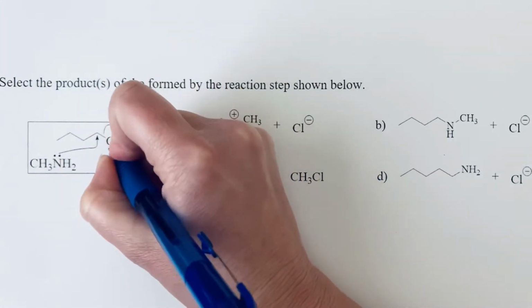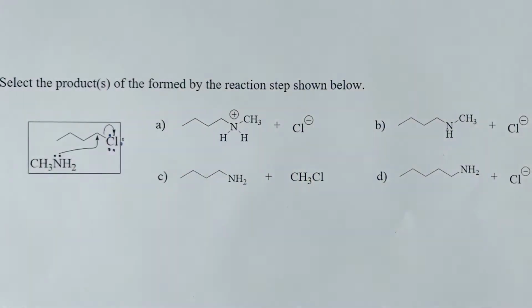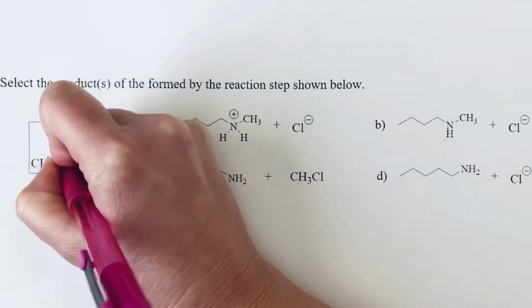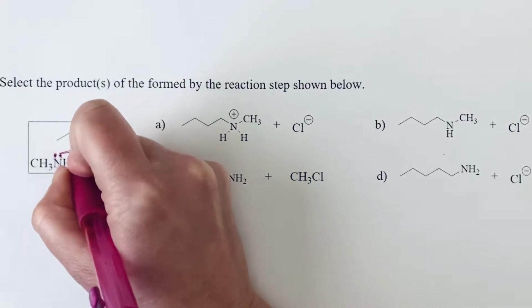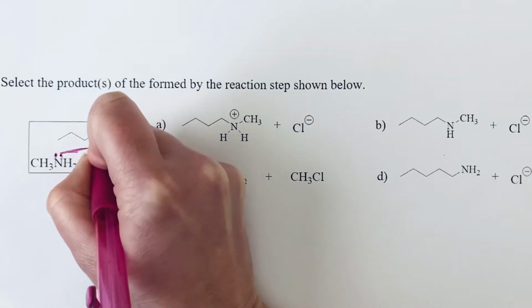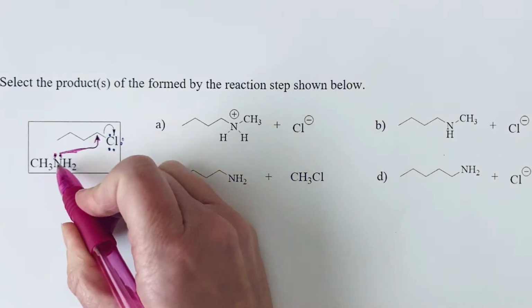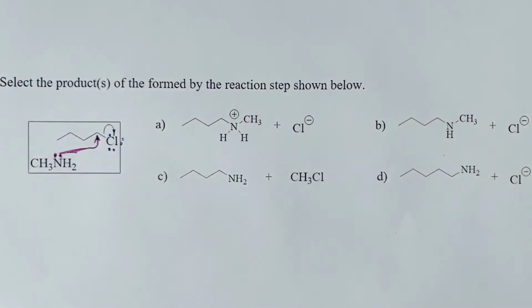So before we do this, I'm going to fill in the lone pairs of electrons on the chlorine. And then we're going to follow through these arrows. So what this first arrow tells us is that this lone pair of electrons that was on the nitrogen is moving towards this carbon atom. So this indicates that we are forming a new bond between this nitrogen and this carbon atom. So let's start drawing that structure.